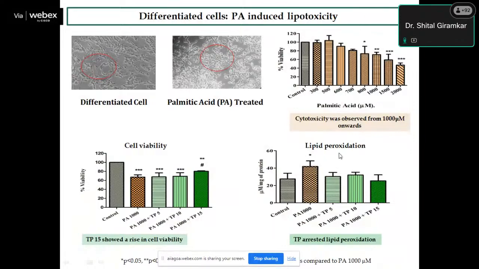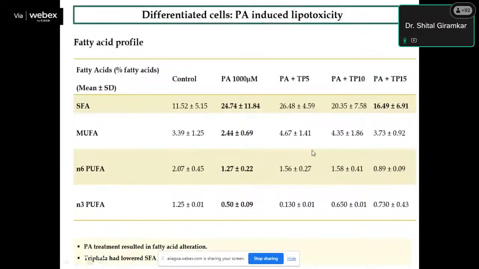Coming to the next oxidative stress marker, lipid peroxidation, as the brain is rich in lipids. After treatment with palmitic acid, causing lipotoxicity, there was an increase in lipid peroxidation, and the AAA treatment group arrested the lipid peroxidation. Then coming to the fatty acid profiling, when cells were treated with palmitic acid, the fatty acid levels were altered, where you can see saturated fatty acids increased as compared to control cells, and they decreased at the higher concentration of AAA treatment.